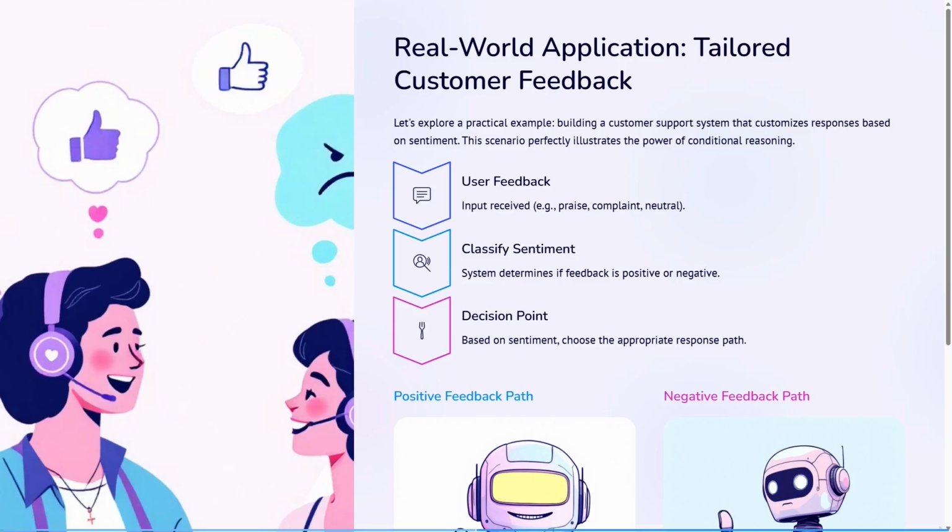In the example we'll be doing, we're simulating something extremely practical, responding to customer feedback, but in a way that's tailored to the sentiment. Here's the workflow we're designing. First, we classify the sentiment of the feedback. Is it positive or is it negative? The system must choose. Then, based on that decision, take a different path.